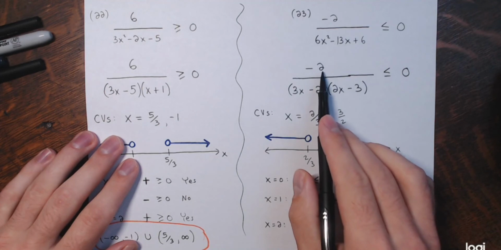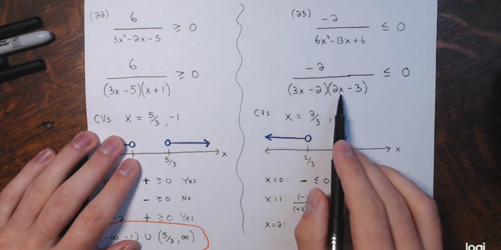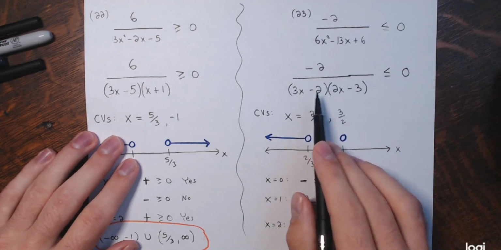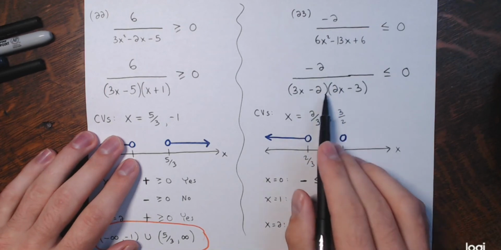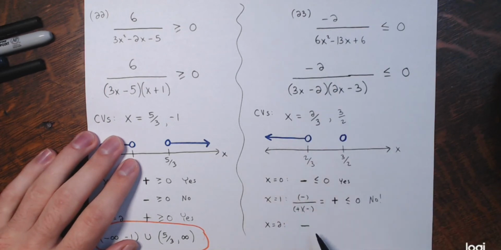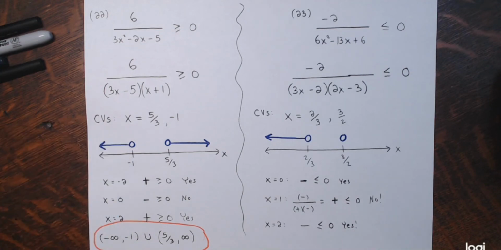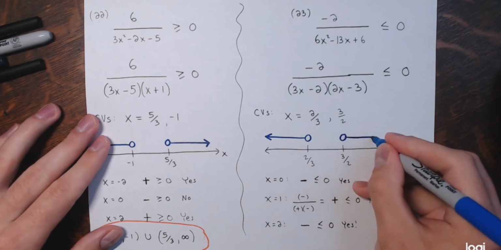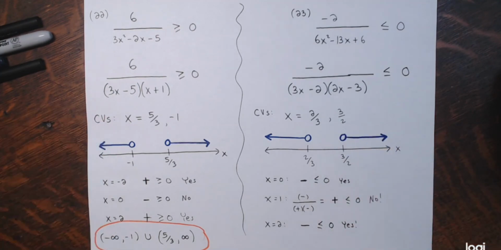Again, you have a negative numerator. Both the factors in the denominator would be positive, so you have a negative numerator, positive denominator. That's a negative number on the left. And is that less than or equal to 0? Well, absolutely. So the numbers to the right of 3/2 are solutions as well.